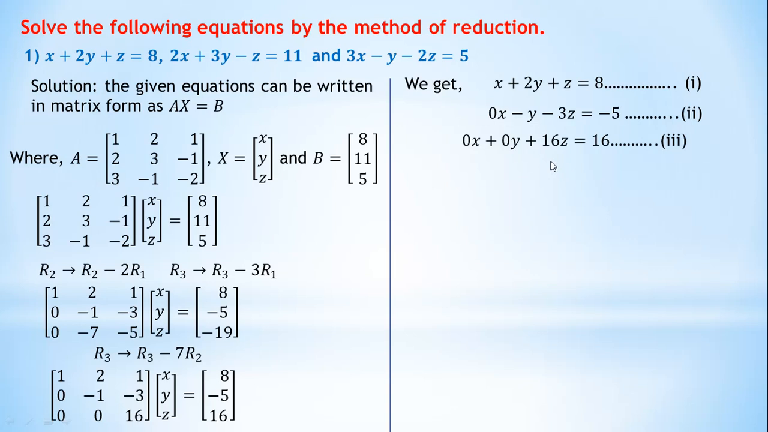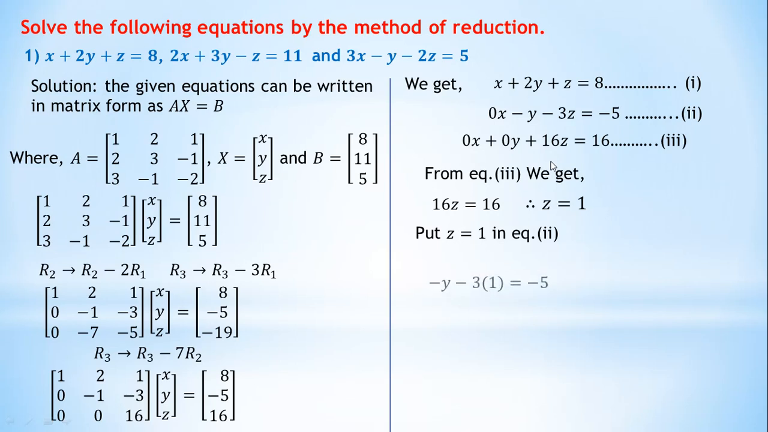Now what happens after getting these three equations? If you observe the third equation, from equation number 3 we get 16z is equal to 16, and hence directly we get the value of z is equal to 1. Now if you put z is equal to 1 in equation number 2, then minus y minus 3 into 1 is equal to minus 5, and after solving we get minus y is equal to minus 2, and hence y is equal to 2.